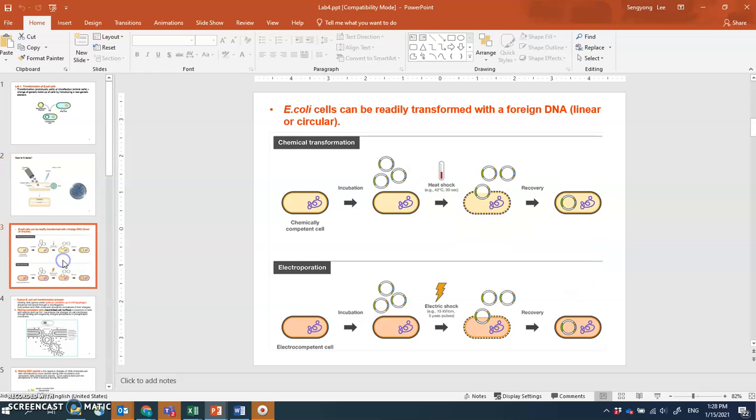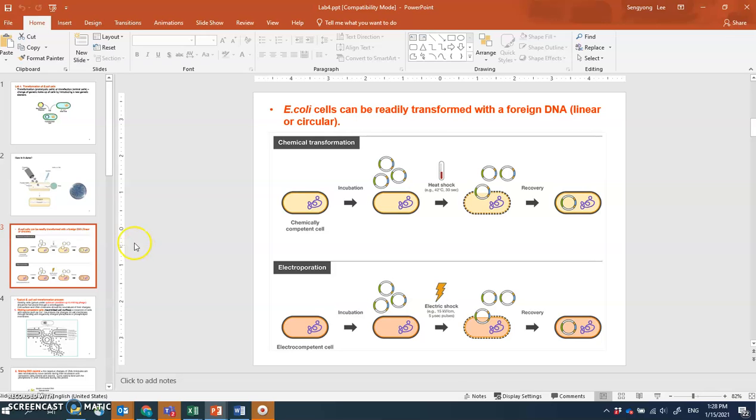It's color-based selection. Another thing you need to understand is that E. coli cells can be readily transformed. Using various methods, you can transform E. coli cells with the foreign DNA molecule. The DNA can be linear or circular, but circular is a better conformation of DNA when you're trying to transform E. coli cells.